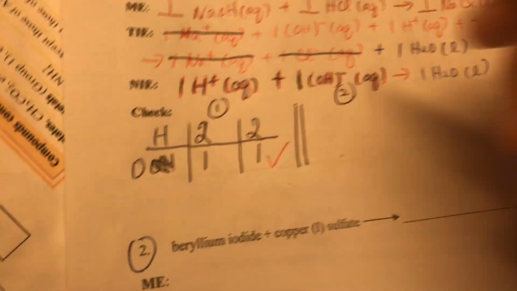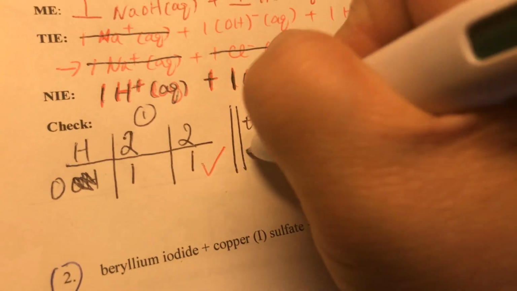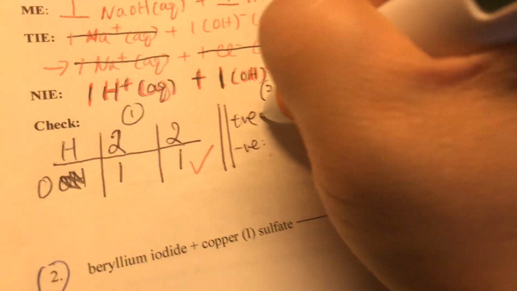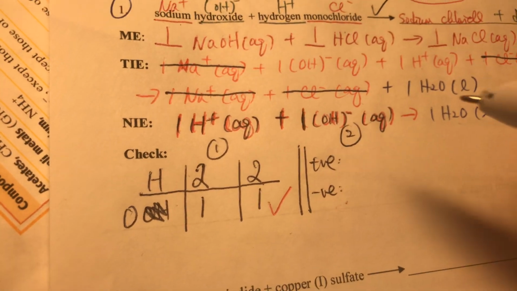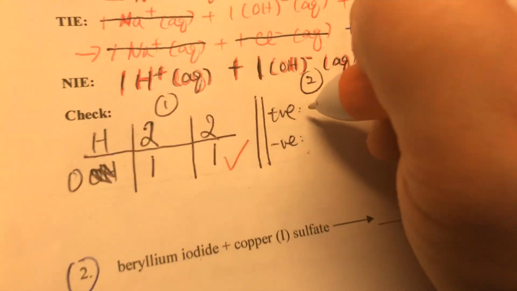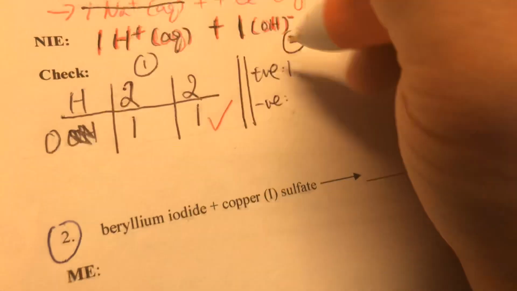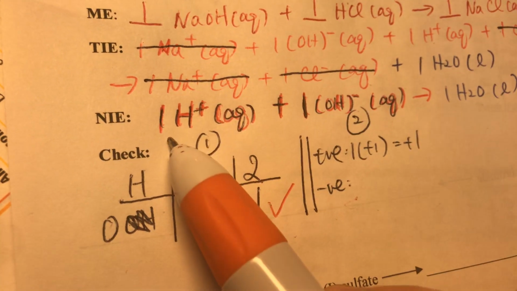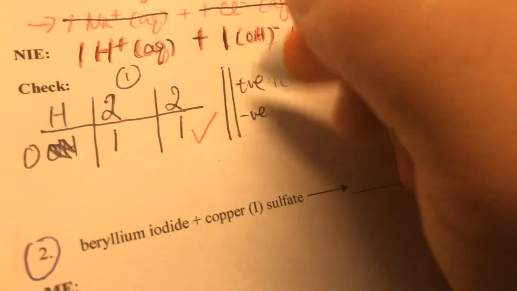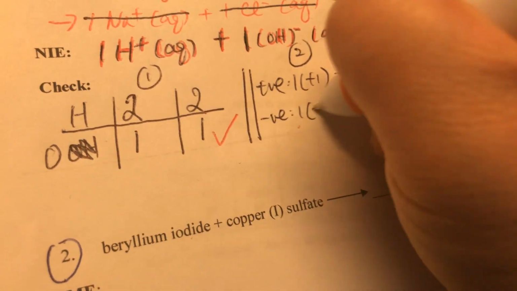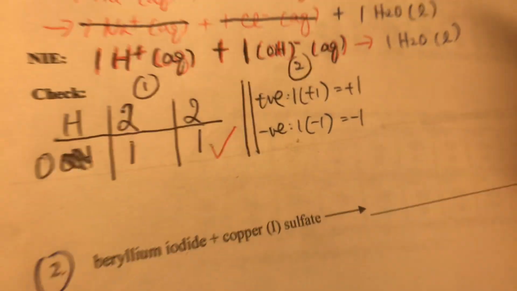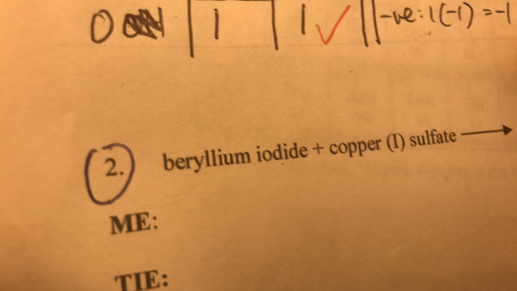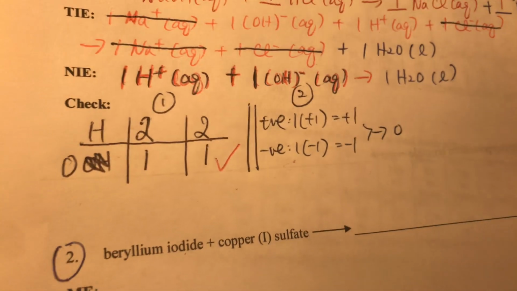I want to check the positive and negative. Okay, so what happened to positive is I have 1 H, right? So 1 times plus 1, I get plus 1 from here. And then here, we get 1 times negative 1, I get negative 1. And they add up to 0, which is good.